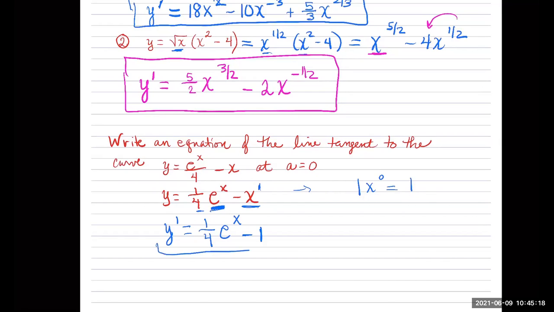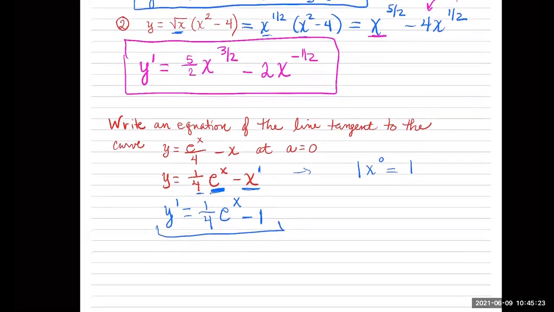All right, so this is our derivative. But now we need to find the equation of the tangent line when a equals 0. So remember, you have to find the slope at that particular point, which means we need to plug 0 into our derivative. So if I plug in 0, I would have 1/4 e to the 0 minus 1. But e to the 0 is just 1. So 1/4 minus 1 is negative 3/4.